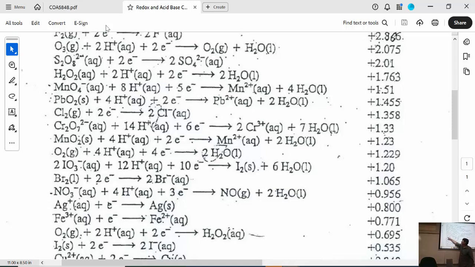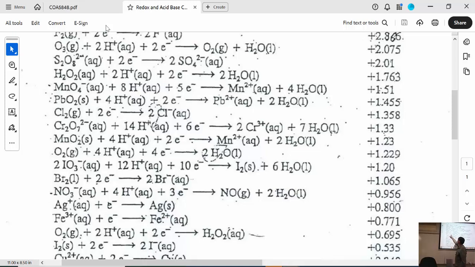Look at here. I have iodate with 3 oxygens, and then I have iodine with no oxygen. So I need to get rid of 3 for each iodate, and I have 2 of them. So I need to get rid of 6 oxygens. How many hydrogens do I need? I need 12 hydrogens to make 6 waters. And so this is a pattern that's repeated over and over.